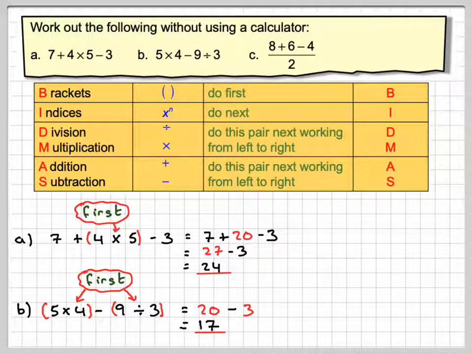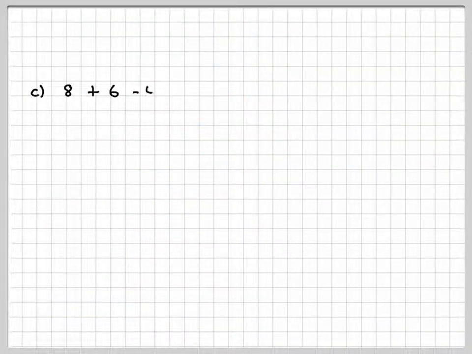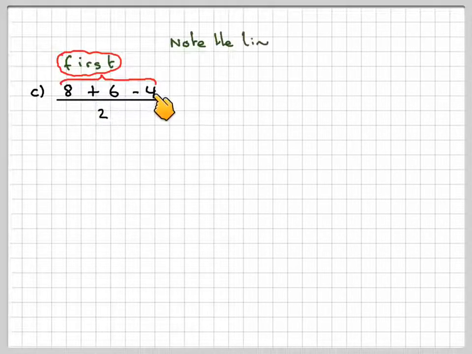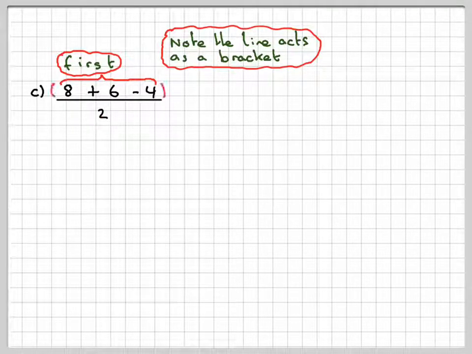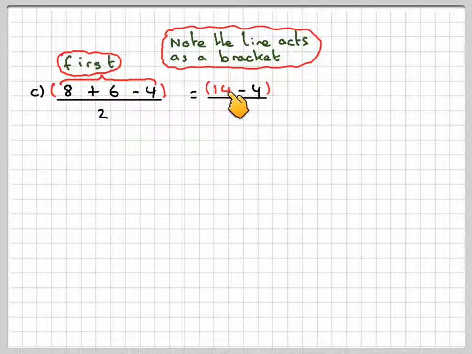Right, the last one, which is 8 plus 6 minus 4 over 2. Now, the line here means divide. But we will first do the top bit because the line actually acts as a bracket. And you can put brackets in if it helps you. So we're just going to do 8 plus 6 first of all, which is 14, and then minus 4 over 2. Again, we do this bit first. 14 minus 4 will give me 10 divided by 2, and then 10 divided by 2 gives me 5.